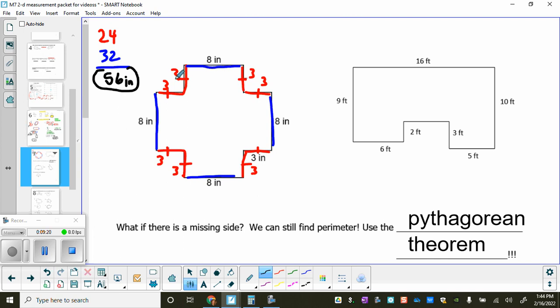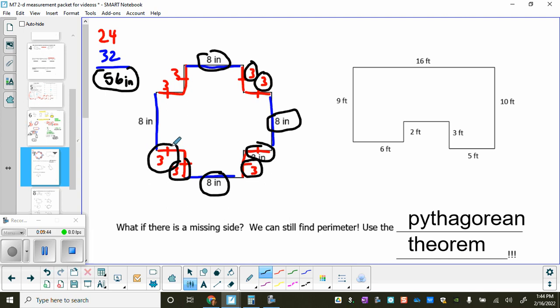You could just go the long way and just start from up here and say, okay, I've got 8 plus 3 is 11, 12, 13, 14. Then you've got 14 plus 8 is 22. 23, 24, 25, 26, 27, 28. Now 28 plus 8 is 36. 37, 38, 39, 40, 41, 42. Now 42 plus 8 is 50.